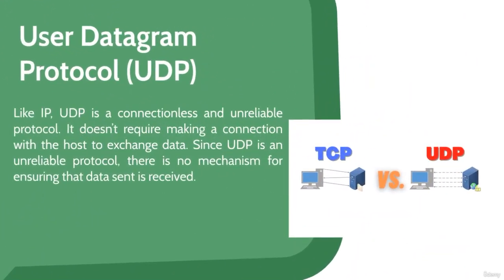User Datagram Protocol, UDP. Like IP, UDP is a connectionless and unreliable protocol. It doesn't require making a connection with the host to exchange data. Since UDP is an unreliable protocol, there is no mechanism for ensuring that data sent is received.